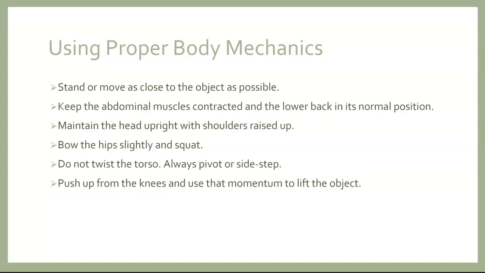And so we talked about keeping the abdominal muscles contracted, and then the lower back should be in a normal position. Shoulders, maintain the head upright with shoulders raised up. Bow the hips slightly and squat. Do not twist the torso. Always pivot. So if you're going to turn a certain way, always pivot your feet to point towards that direction. Never twist your torso. And then you're going to push up with the knees and use the momentum to lift the object.